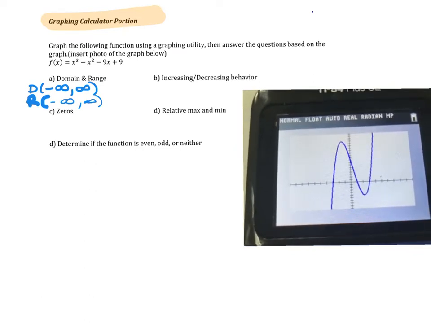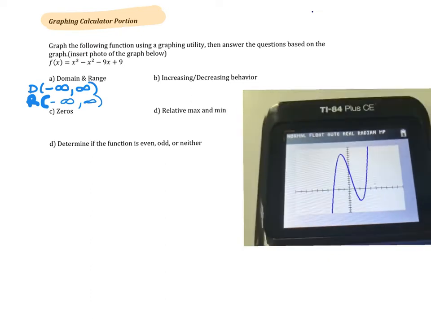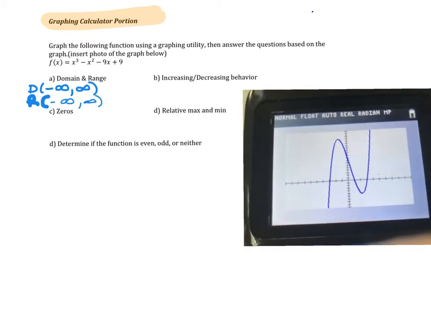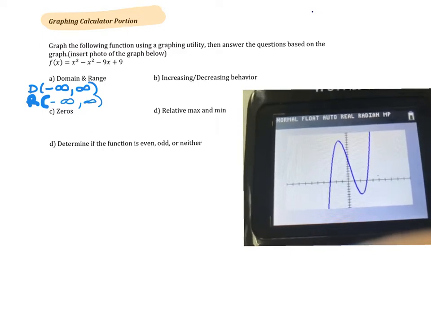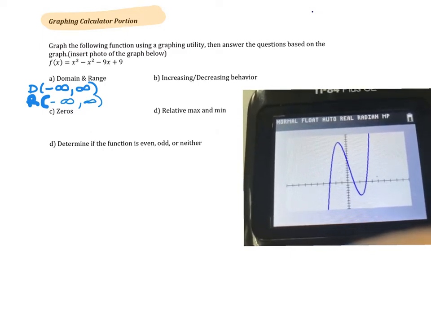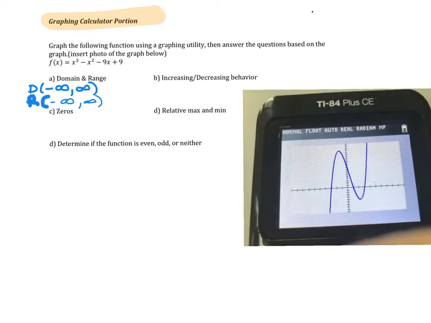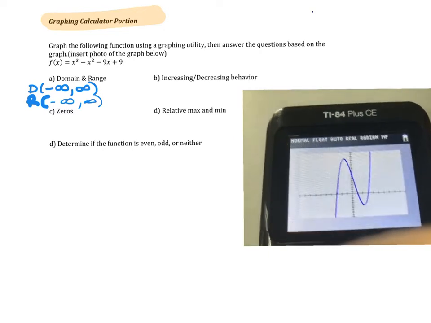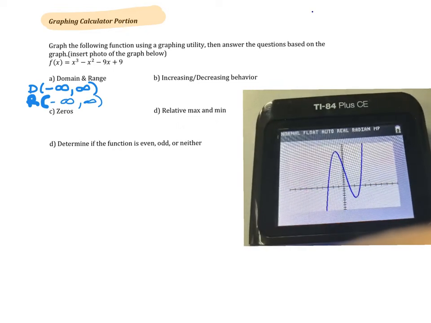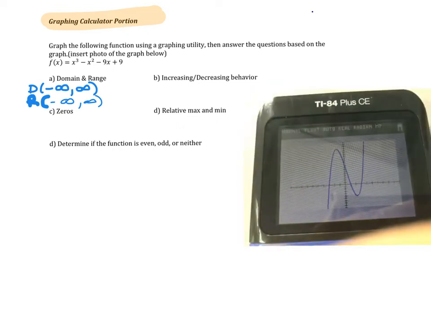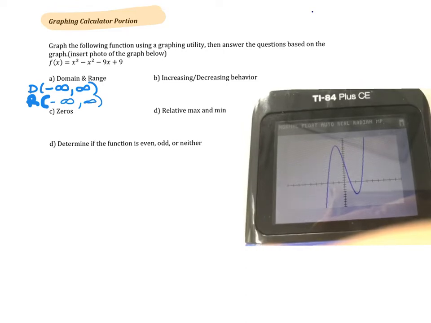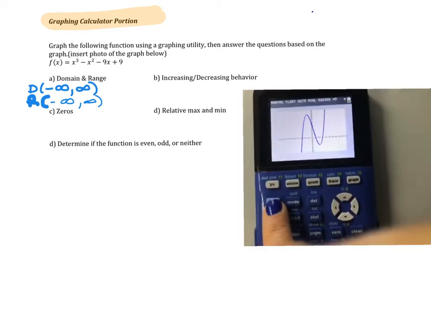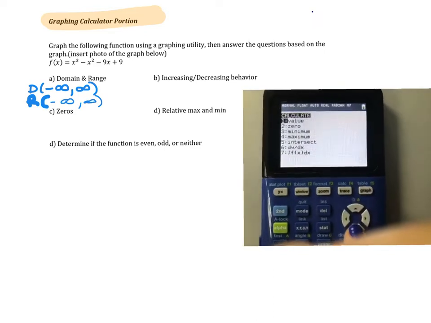Now I have to find increasing and decreasing behavior, zeros, relative max and min, and determine if it's even, odd, or neither. So if I know this is increasing, and this is decreasing, and this is increasing again, I at least know those intervals, but I can't find exact points from this graph. So my advice is find your max and mins first. To find my max and min, I go to second trace, which is my calc menu.